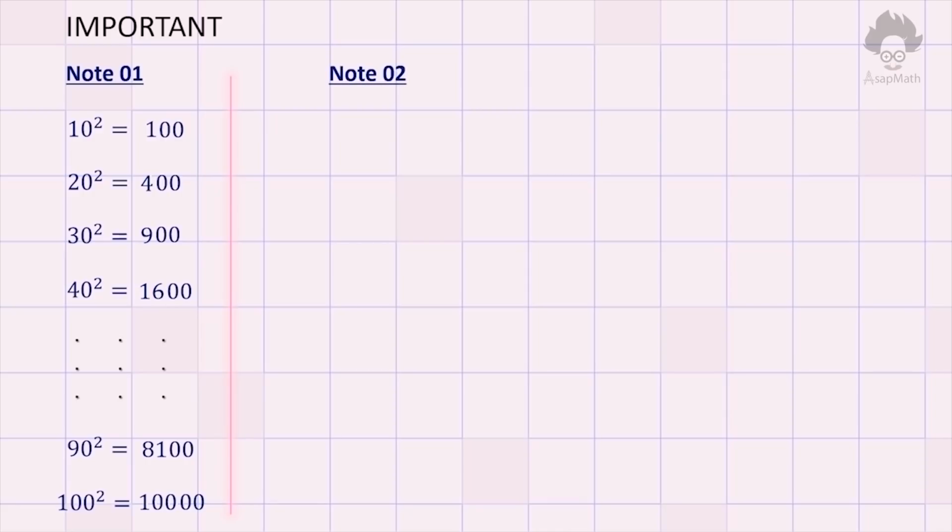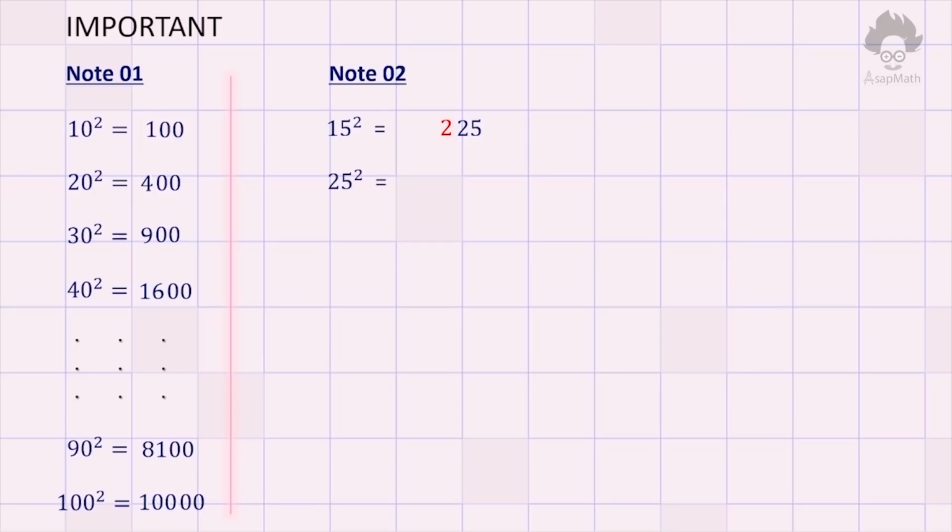Under note 2, we are going to learn about square of numbers ending with 5. We have discussed this in a separate video. Anyhow, if we summarize the method, if we want to take the square of 15, first we write 25 and then take 1 and multiply it with immediate integer after that. It will be 2. So answer is 225.